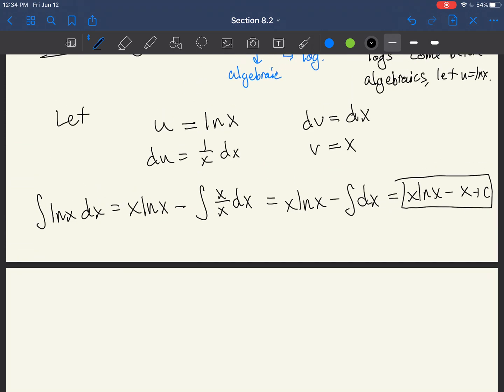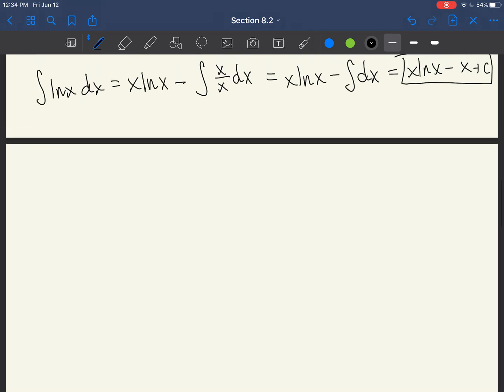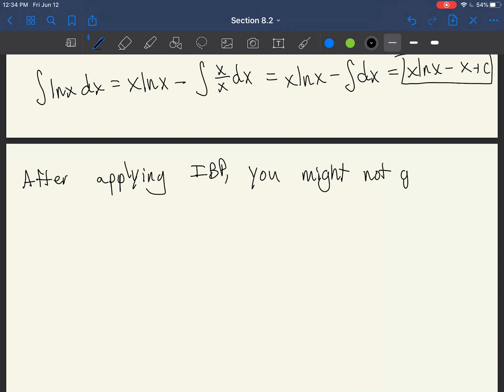So this is great. We get an integral that we can't integrate easily turning into an integral that we can easily integrate. But we're not always going to live in fantasy la la land. Sometimes, after applying integration by parts, you might not get an integral that you can solve or evaluate.